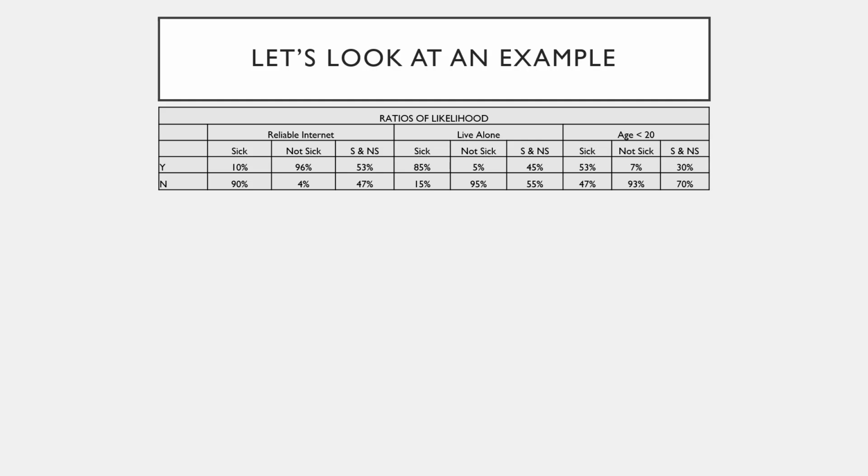So 53% of people have reliable internet, 47 do not. 45% of people live alone, 55 do not. 30% of people are under the age of 20 and 70% are not.